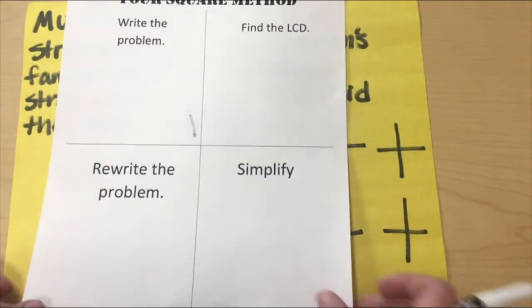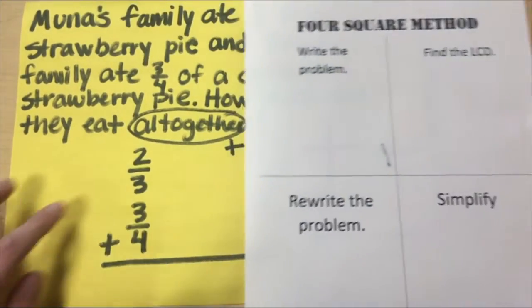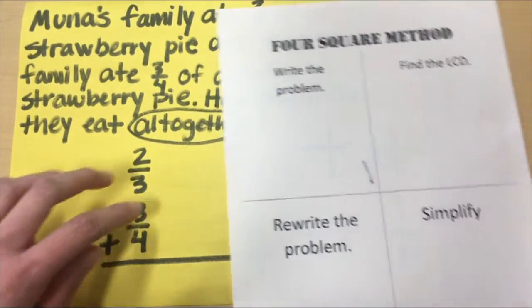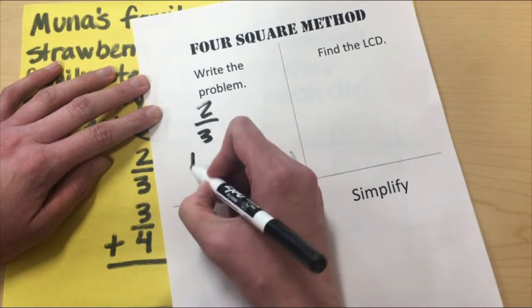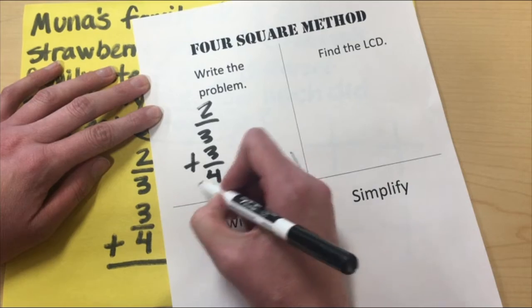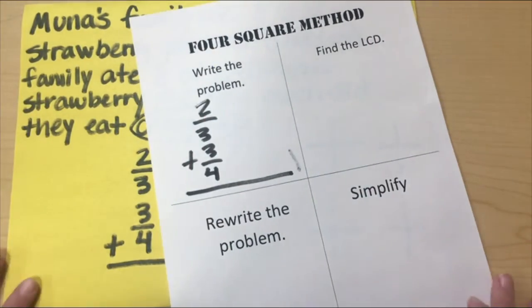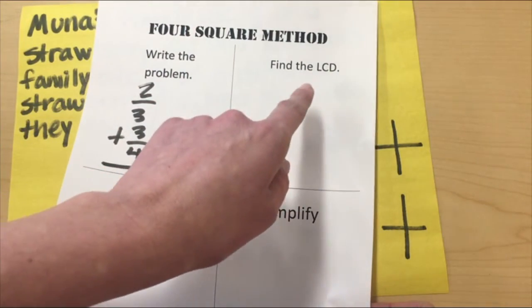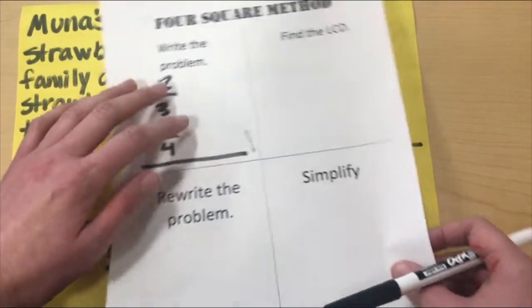All right, so here we go to our 4-square method. First step, write the problem. So we're going to write 2/3 plus 3/4, just like that. Or you can write it that other way at first, that's fine. Now we are going to find the LCD, or the lowest common denominator, between 4 and 3.